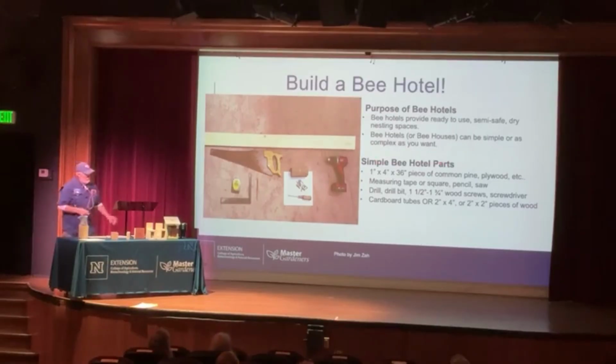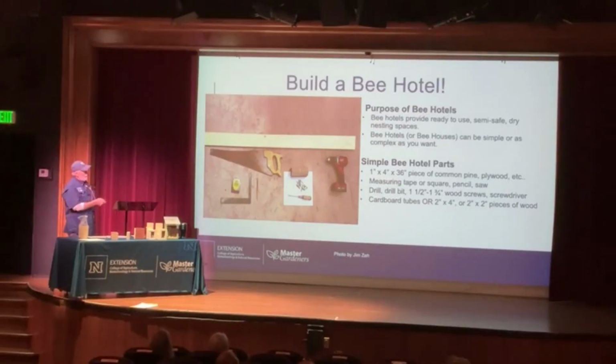Simple bee hotel parts. This bee hotel was made with the following parts. A 1-inch by 4-inch by 36-inch piece of common pine. Just 36 inches, Home Depot, $7. You can make it out of plywood though. Measuring tape or square, pencil, saw, very, very basic. Home Depot or Lowe's will cut this piece of wood for you for free. You buy it, they'll cut it for free.